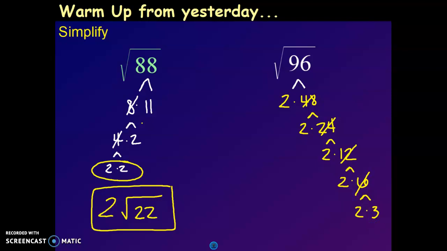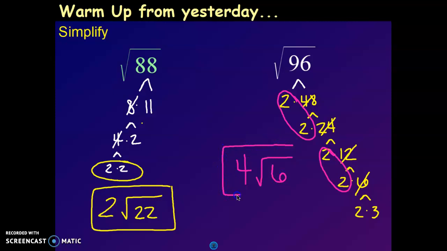Remember, we need pairs, so I have a pair of 2's, another pair of 2's, so I actually have 2 pairs of 2's, or 2 times 2, to give us 4 on the outside, and then we're left with just 2 times 3, so we're left with just 6 on the inside. So hopefully you tried that as well, and you got 2 times the square root of 6. So that was yesterday's lesson on simplifying square roots.